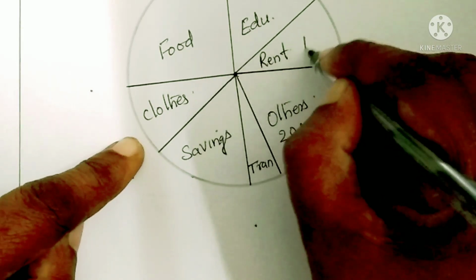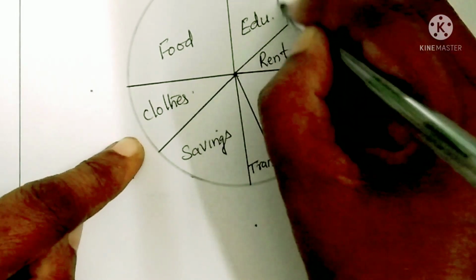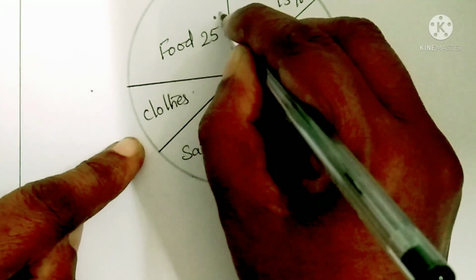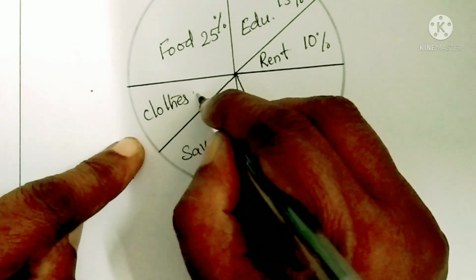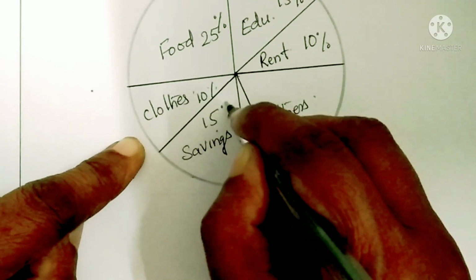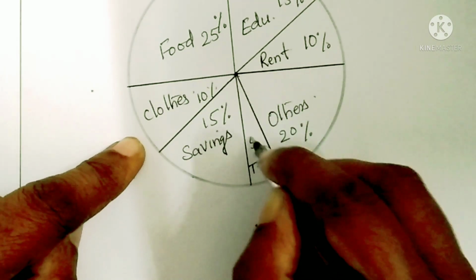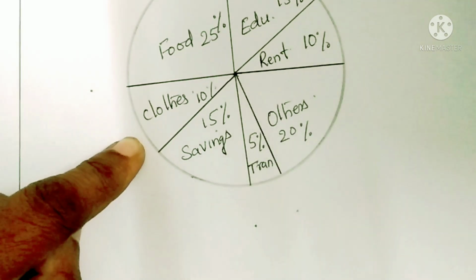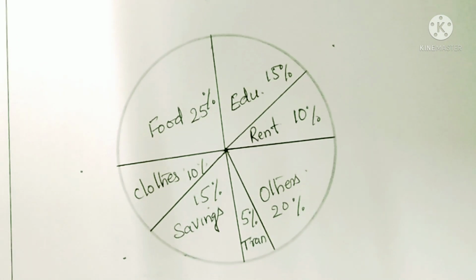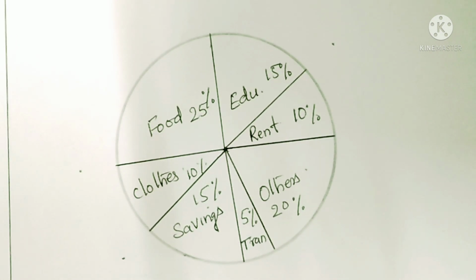Here rent is 10%, education 15%, food 25%, clothes 10%, 15% saving and 5% transport. See here, this is the pie chart representing that given information.